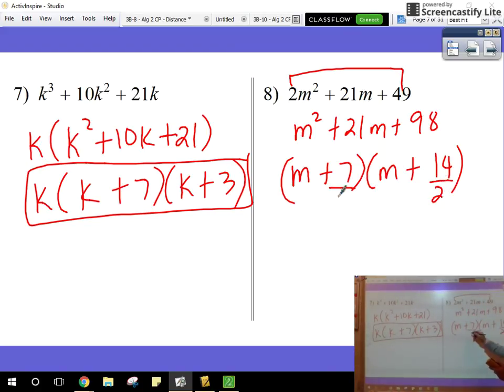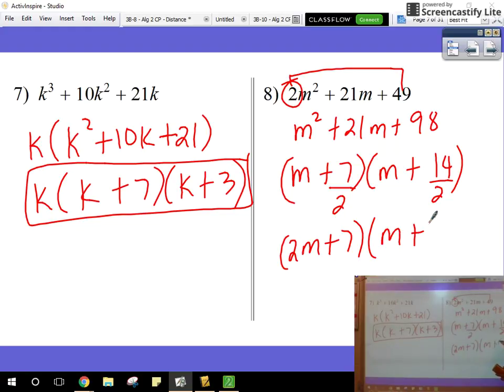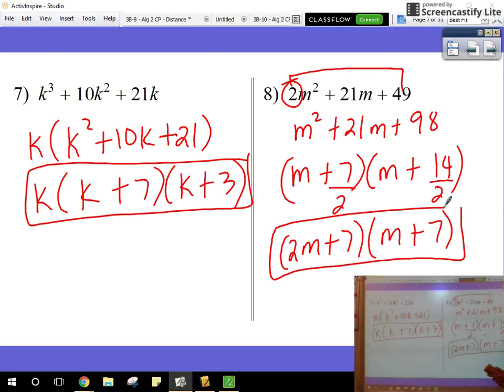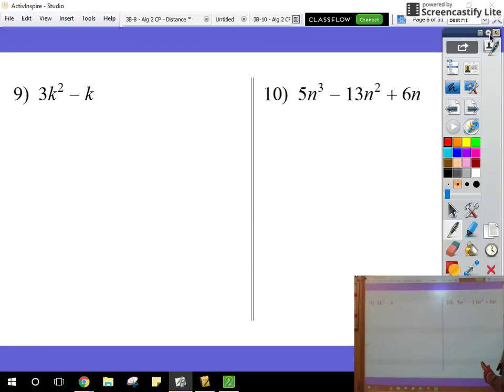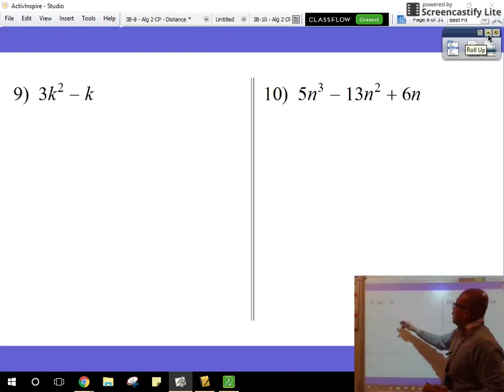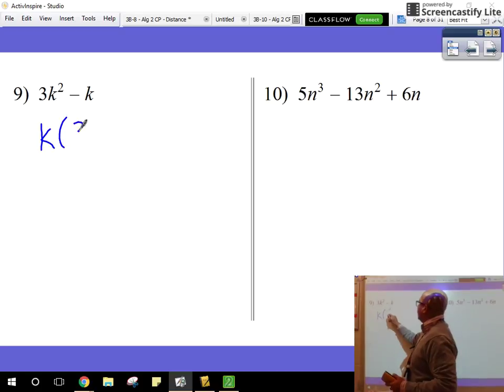Divide this by 2, because we multiplied the 2 over here. We cannot divide this one, so 2m plus 7. And this will become m plus 7, the factors of number 8. Next. Here, common there is k, 3k minus 1.